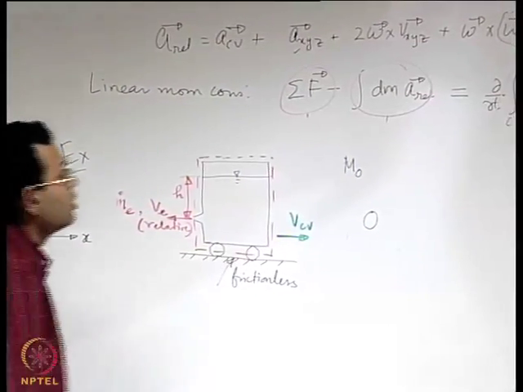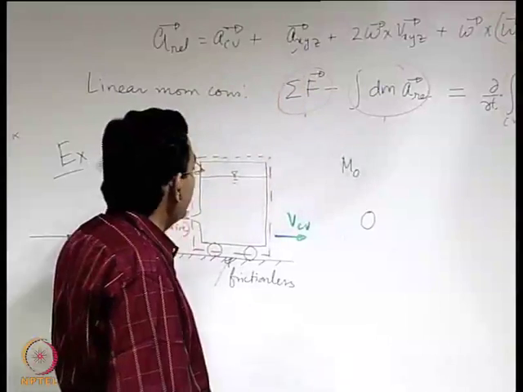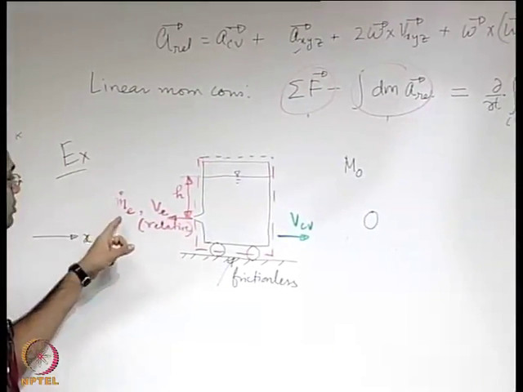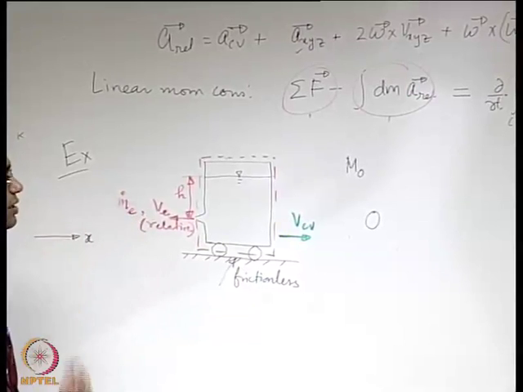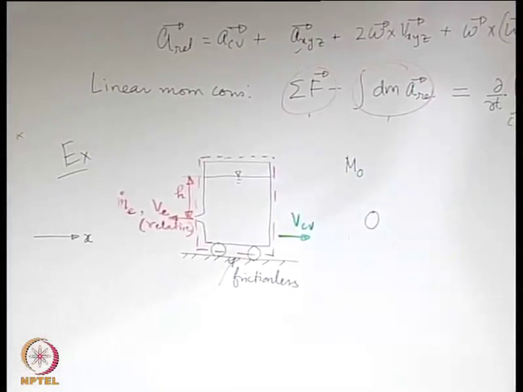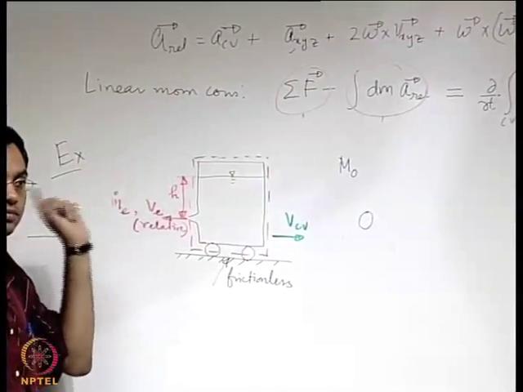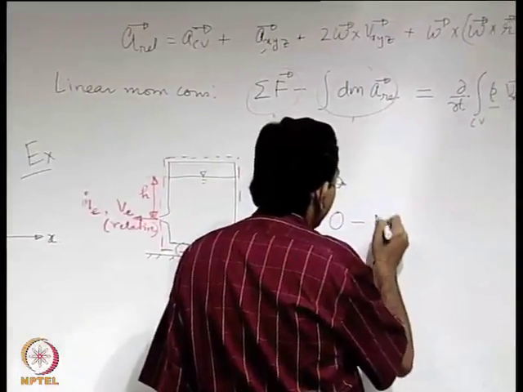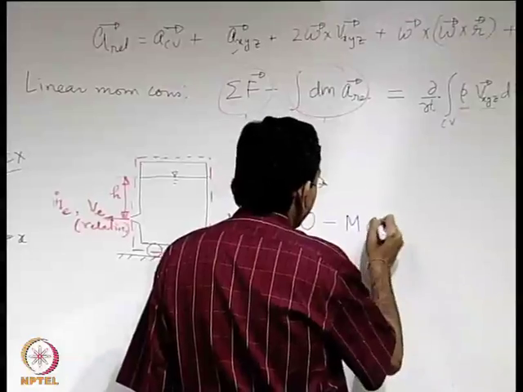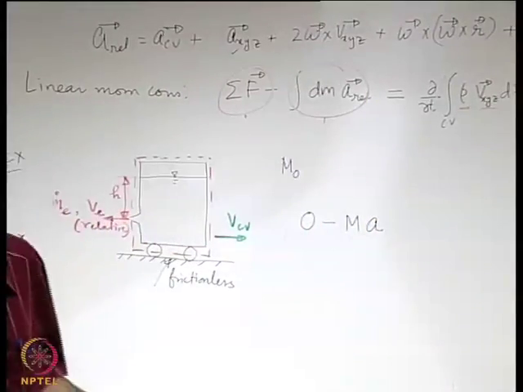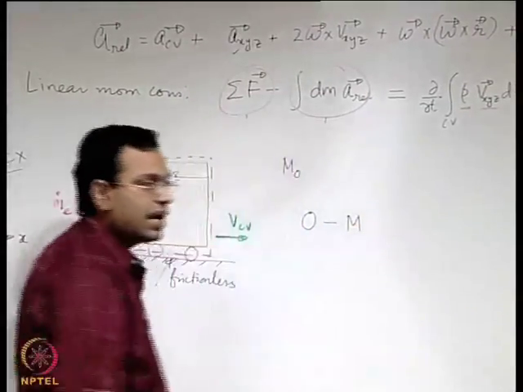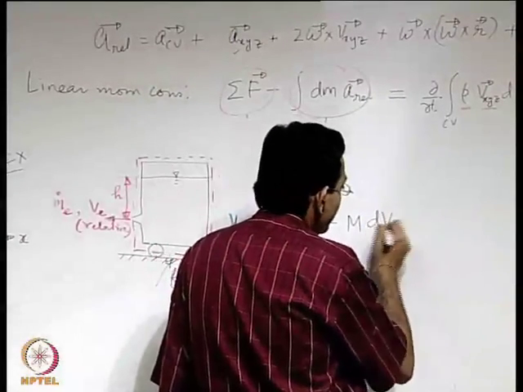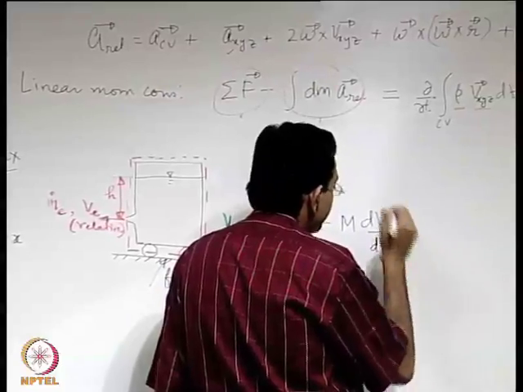Then there is no rotational motion, and let us say that this fluid is coming out with a velocity v. So, if you just consider it like a case of a rocket, then you write minus m into acv, or acv is dvcv dt. Let us first write it like an equation of a rocket and see how it should be different from that. So, for the rocket, whatever we wrote, let us just write it.